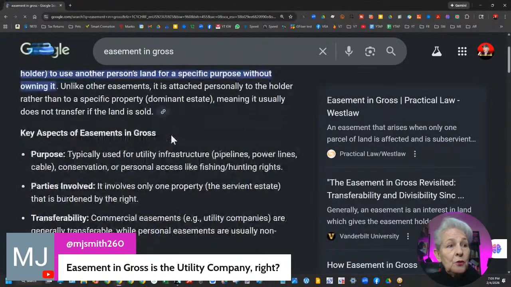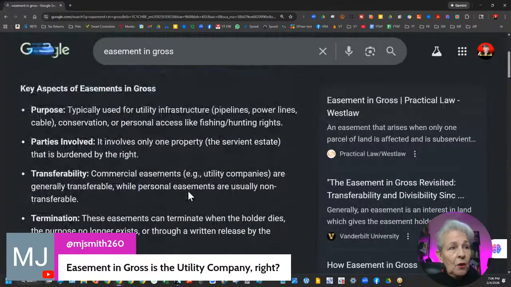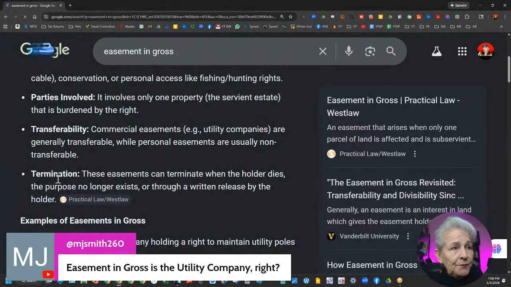But all those utilities, those are permanent. They stay there. So it doesn't necessarily transfer from one person to another. It belongs to the police power. And then termination. These easements can terminate when the holder dies, the purpose no longer exists, or through written release by the holder. Well, not the police powers. The termination of easements could be like the well, the septic. However, if it's recorded, it doesn't die. It goes with the land. It moves with the land.